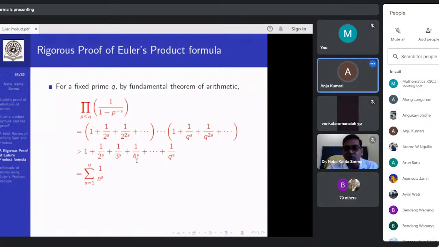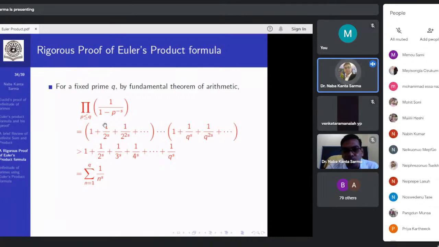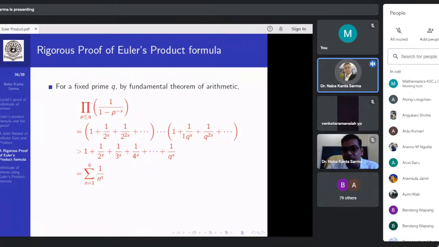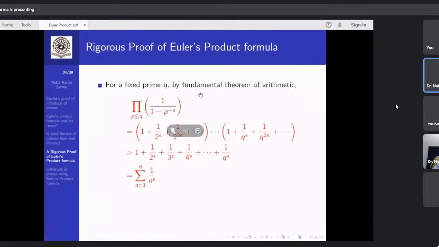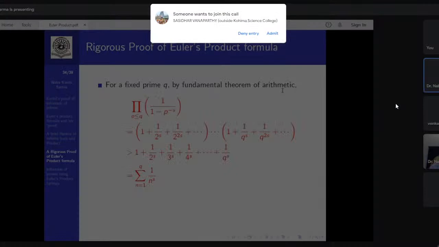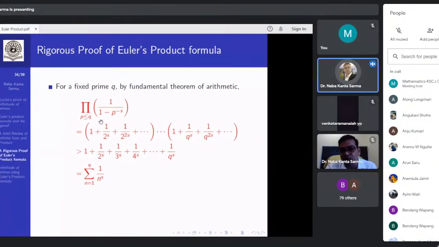Then, can we see how 1 by 6 to the power s will come? 1 by 6 to the power s will come because 1 by 2 to the power s will be from here, 1 by 3 to the power s will be from the second term. If we multiply these two, I'll get 1 by 6 to the power s. So here we are using the fundamental theorem of arithmetic, because every positive integer can be obtained as a product of prime powers. So all primes are here. So every positive integer will be written uniquely once. But in here I have got all the numbers up to q, but there will be more numbers here. But I have ignored these numbers and put the greater than sign.